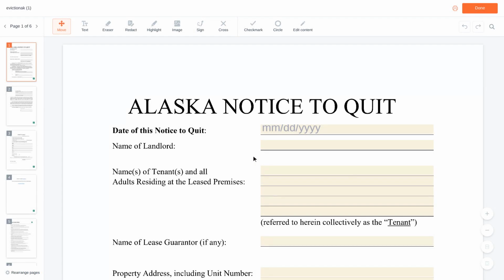Let's fill out the Alaska Eviction Notice together, the written notice a landlord serves before an eviction case can begin, and check what the state asks of it as we go.